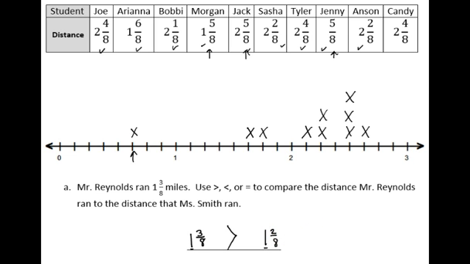So now you see how we can use a line plot and a chart to answer these types of word problems.